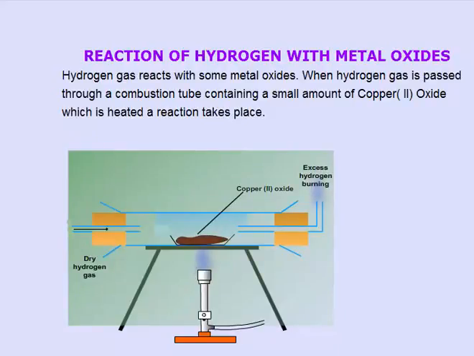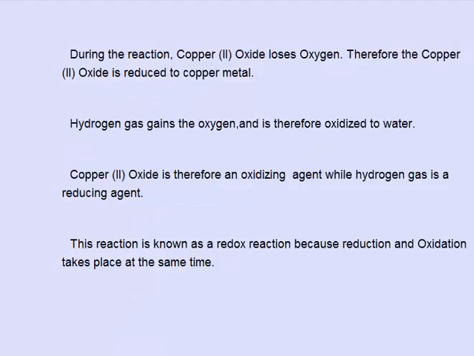When hydrogen gas is passed through a combustion tube containing a small amount of copper(II) oxide, which is heated, a reaction takes place. Anhydrous copper(II) sulfate is also placed in the combustion tube. During the reaction, copper(II) oxide loses oxygen. Therefore, the copper(II) oxide is reduced to copper metal.